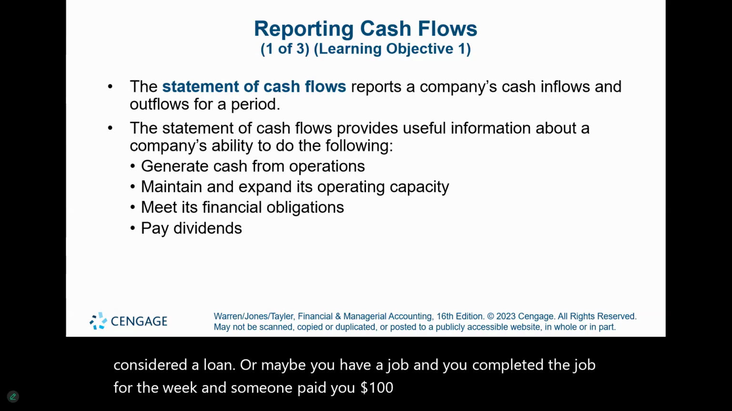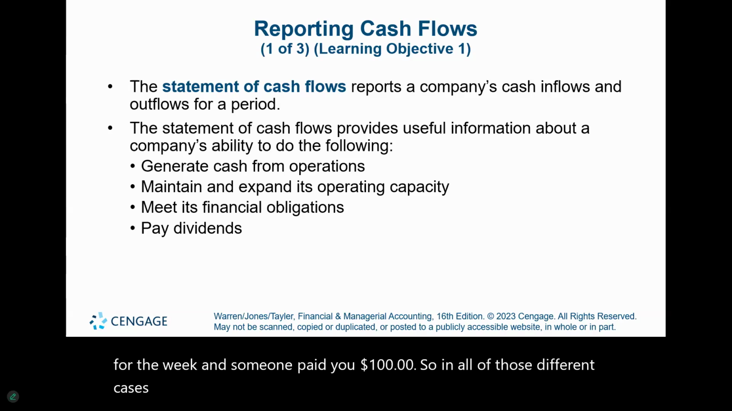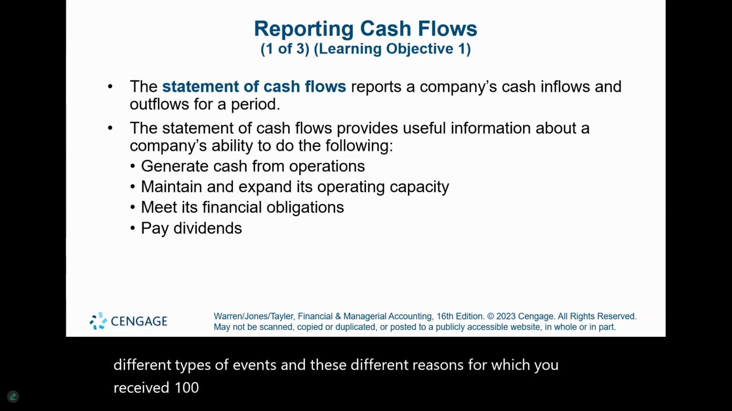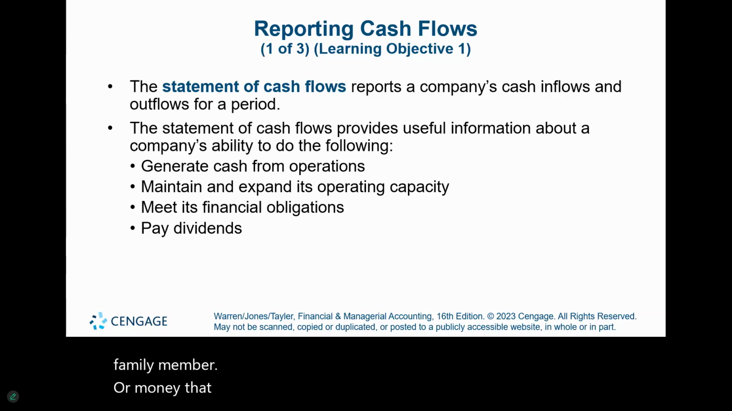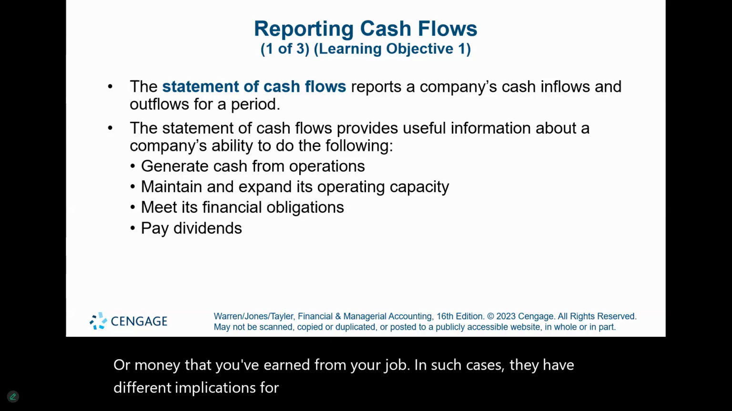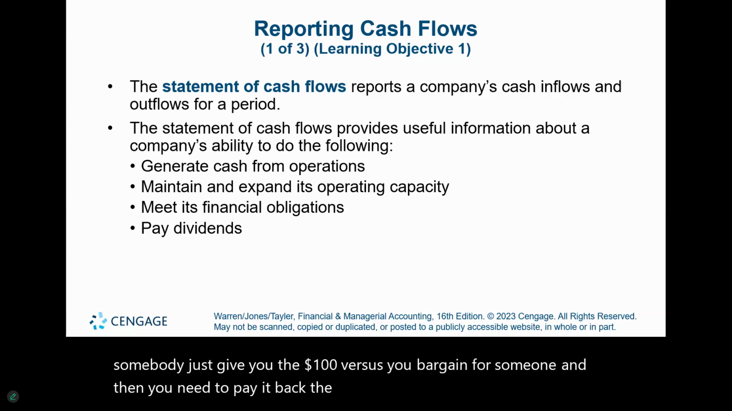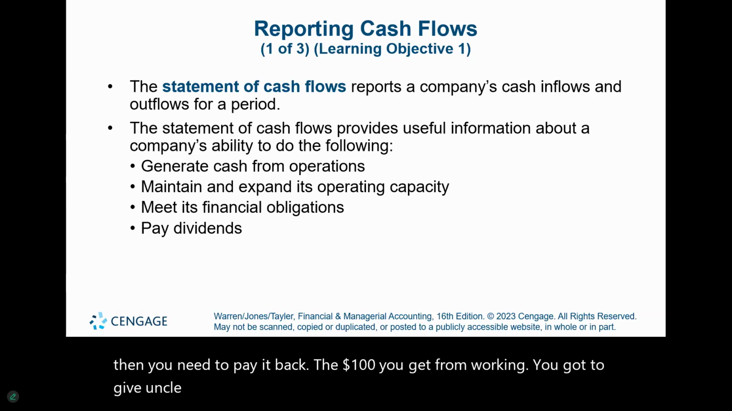So in all of those different cases, we see that the $100 that was received could be associated with different types of events. And these different reasons for which you received $100, the graduation, the gift, borrowing money from a friend or a family member, or money that you've earned from your job, have different implications for your future, right? You would much rather somebody just give you the $100 versus you borrow it from someone and then you need to pay it back. The $100 you get from working, you got to give Uncle Sam a cut when you pay your taxes, right?